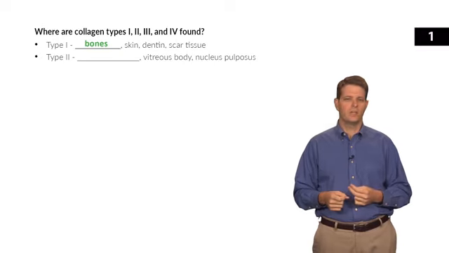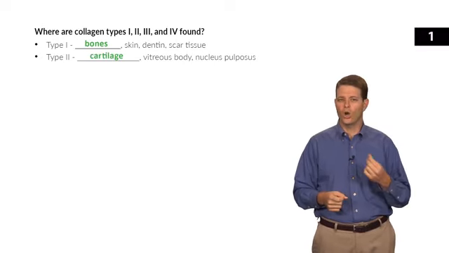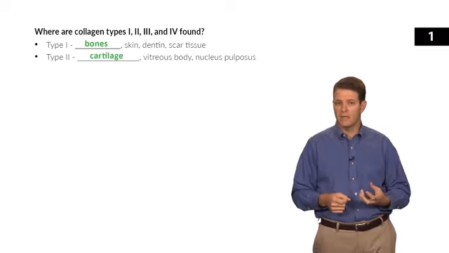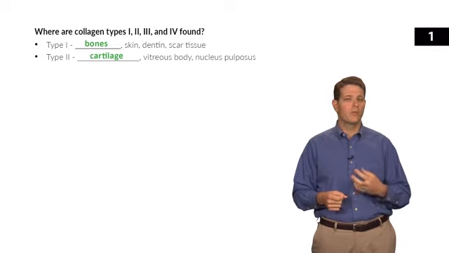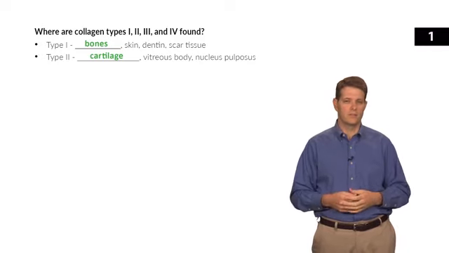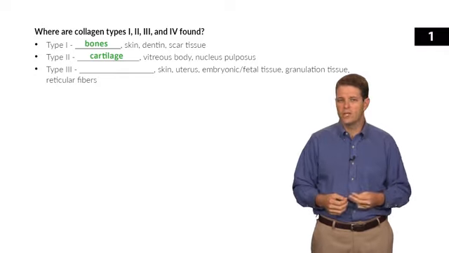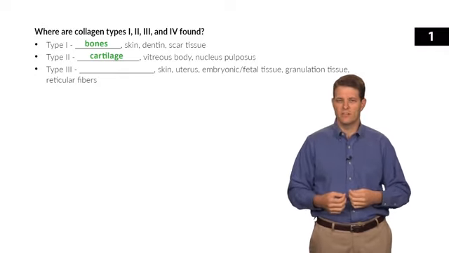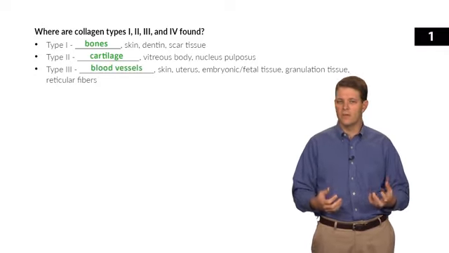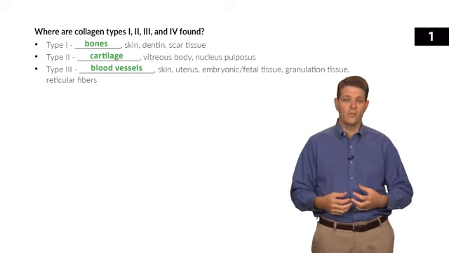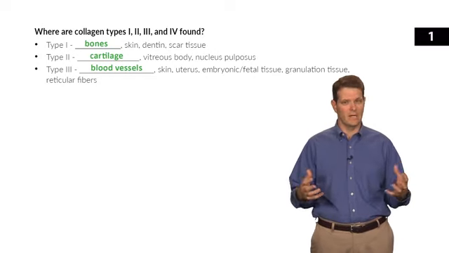Type 2 collagen is found in slippery tissues like cartilage and the vitreous body of the eye, and also in the nucleus pulposus in your intervertebral discs. Type 3 collagen is stretchy collagen, so it's found in stretchy tissues like the blood vessels and the skin, and also the uterus, which needs to be able to stretch a lot.